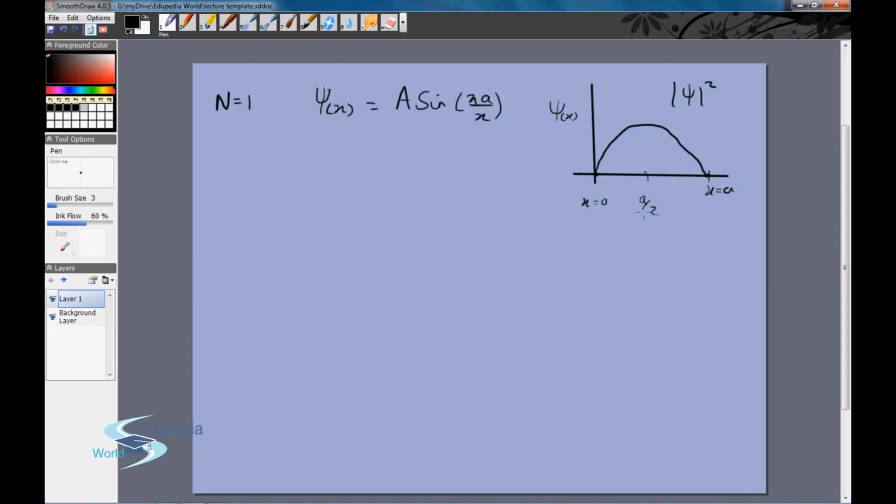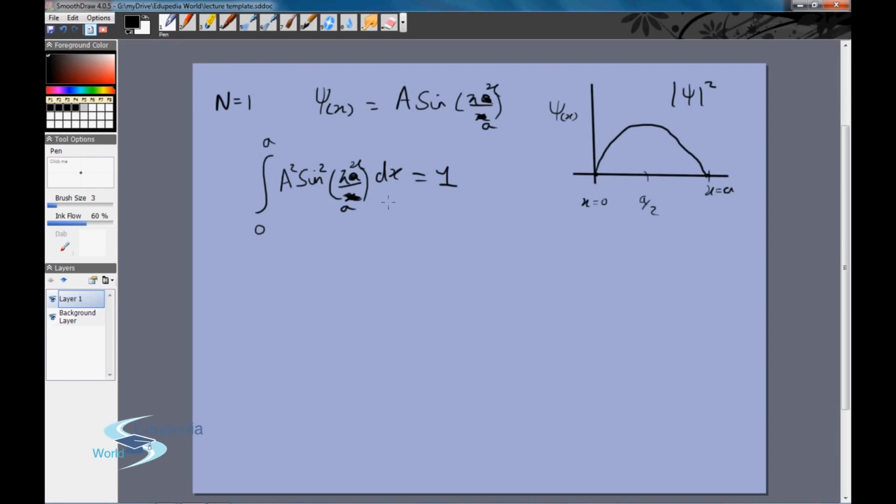Another thing we can do is normalize it so that the integral of mod psi squared is 1. We only need to integrate from 0 to a, because everywhere else psi of x is 0, so the integral will be 0. So the integral of A squared sine squared of pi x by a dx, and this has to be equal to 1.